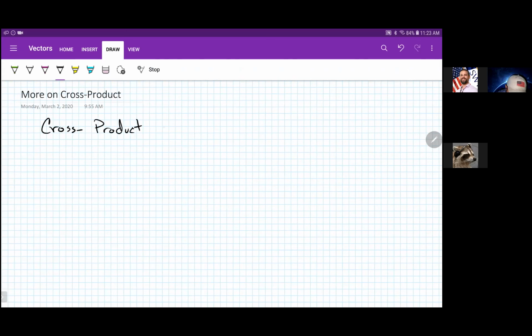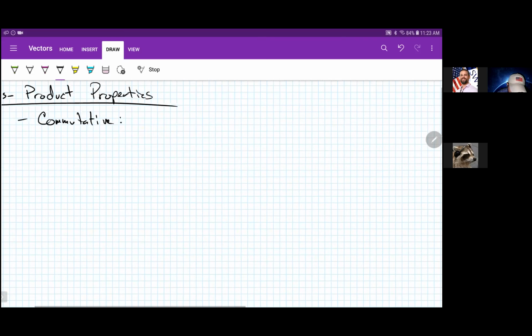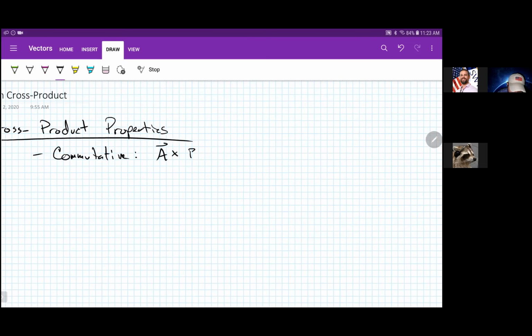Just here, cross product properties. It's not commutative. So A cross B. Now there's a little caveat to that. We can switch these around, but it's going to be the negative of it. So it's going to be negative B cross A.